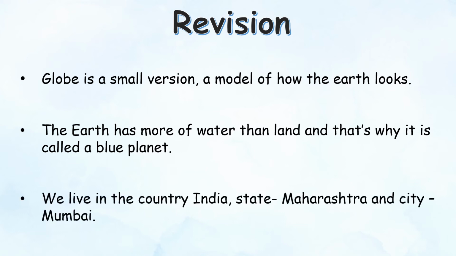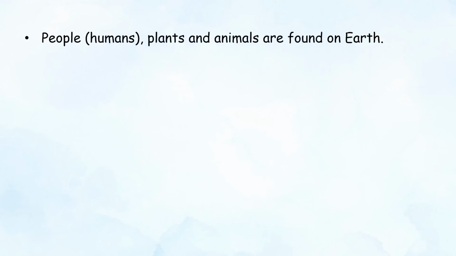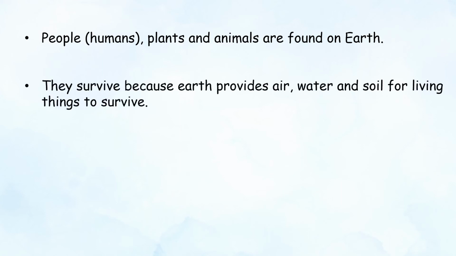So we live in the country India, state Maharashtra, and city Mumbai. The things that live on Earth are called people or humans, plants, and animals. And how do they survive or how do they live? Because the Earth provides air, water, and soil for them to survive or live.